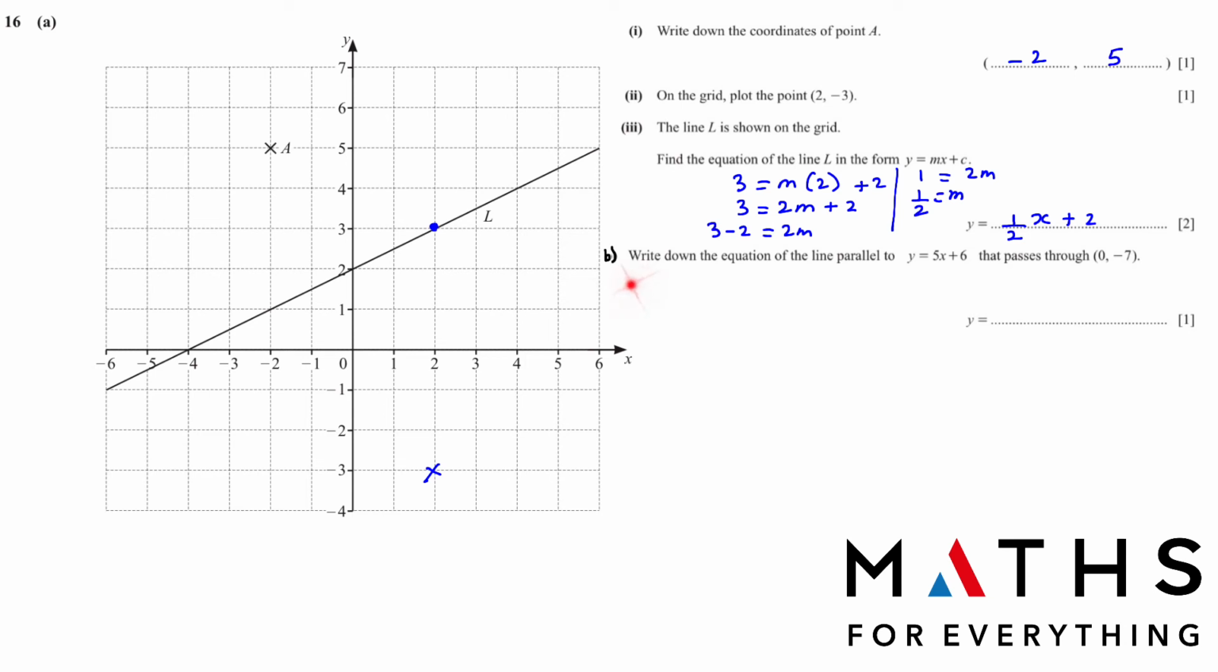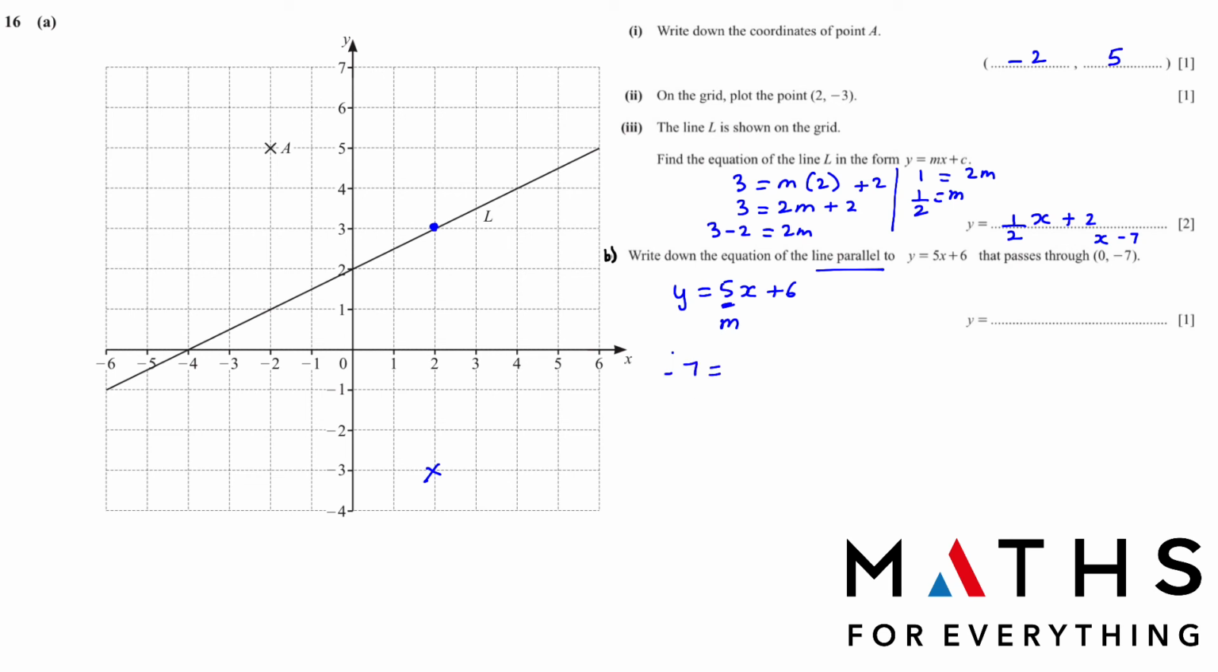Now part B. Write down the equation of the line parallel to y equals 5x plus 6 that passes through (0, -7). When two lines are parallel, their gradient is the same. So what is the gradient of y equals 5x plus 6? 5 is the gradient, right? We write mx plus c. So therefore, we now need to find our c. Our x is 0 and y is -7.